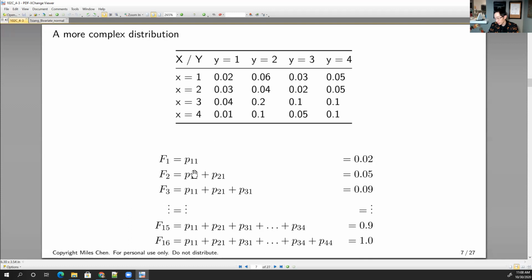And then the next value, f2, is going to be the sum of 0.02 plus 0.03. I'm just going down the column. So 0.02 and 0.03 add up to 0.05. And then if I take the first three values, 0.02, 0.03, and 0.04, they add up to 0.09. And that's P11, P21, and P31. And so on and so forth, okay?